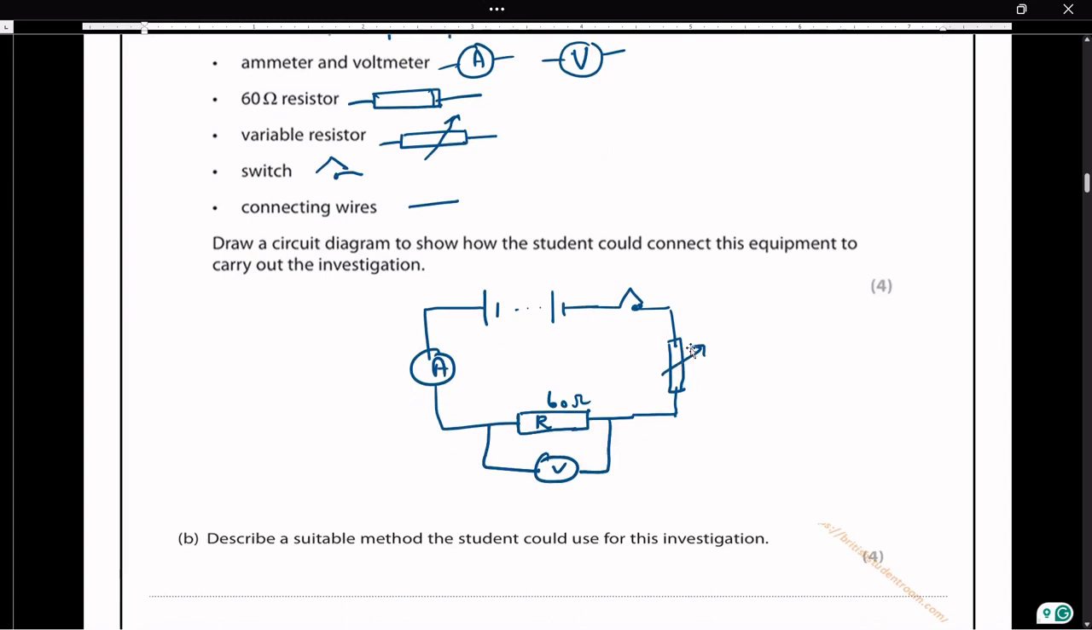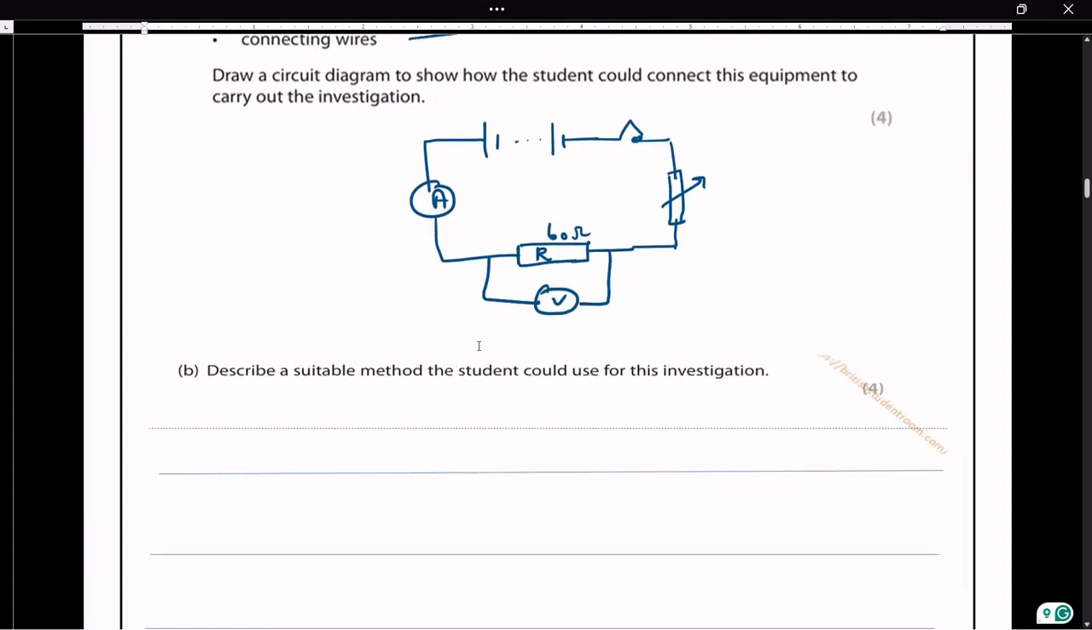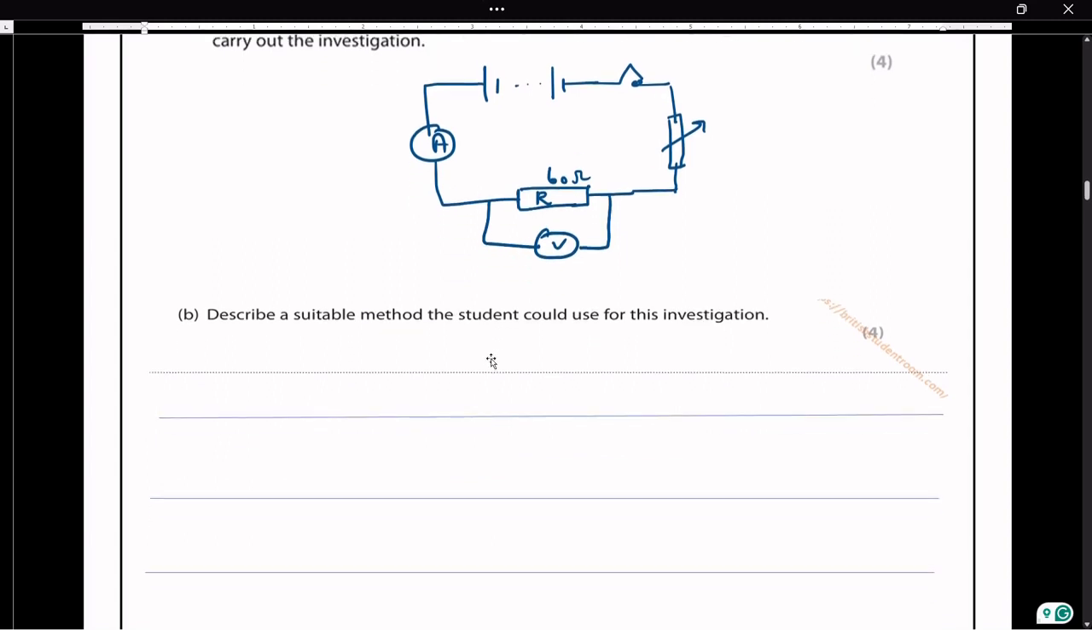By using the variable resistor, he can adjust different voltages across the resistor, and each time measure the current. This is the way he can do the investigation. So let us put it as an answer. Since there is a switch here, the first thing you have to do is close the switch. Then let me write the first step.